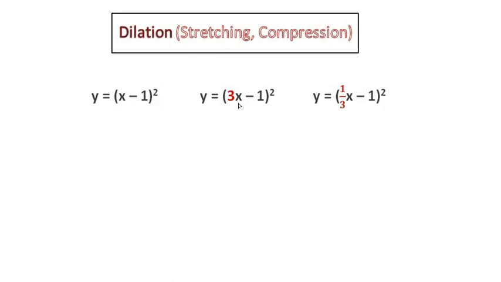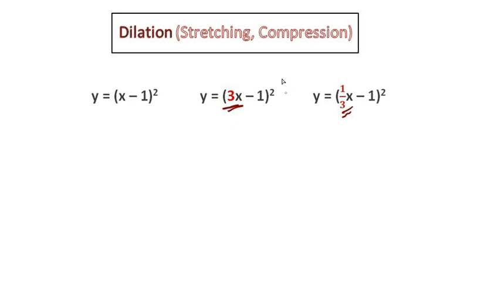Now what if we multiply x by a factor? In the previous cases we got a vertical dilation, like the value of y decreased or increased. But here we will get a horizontal dilation. The value of x will be affected.